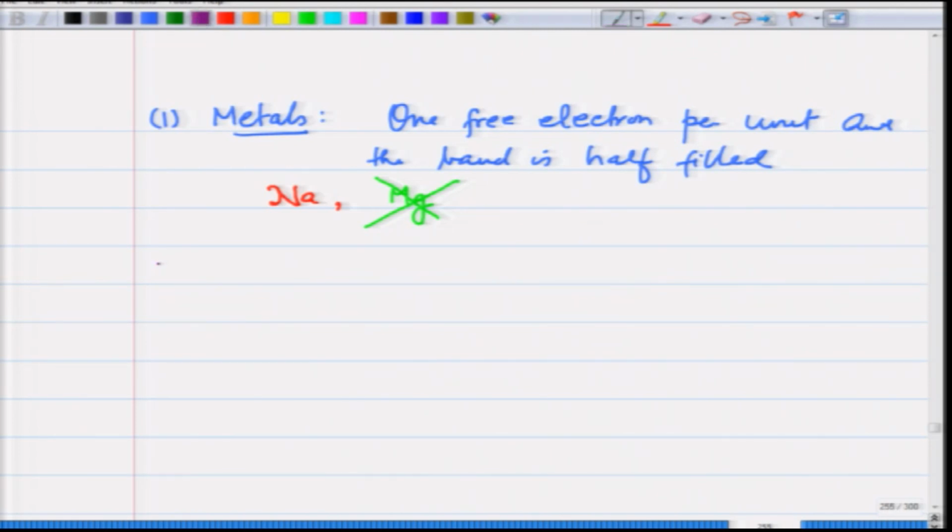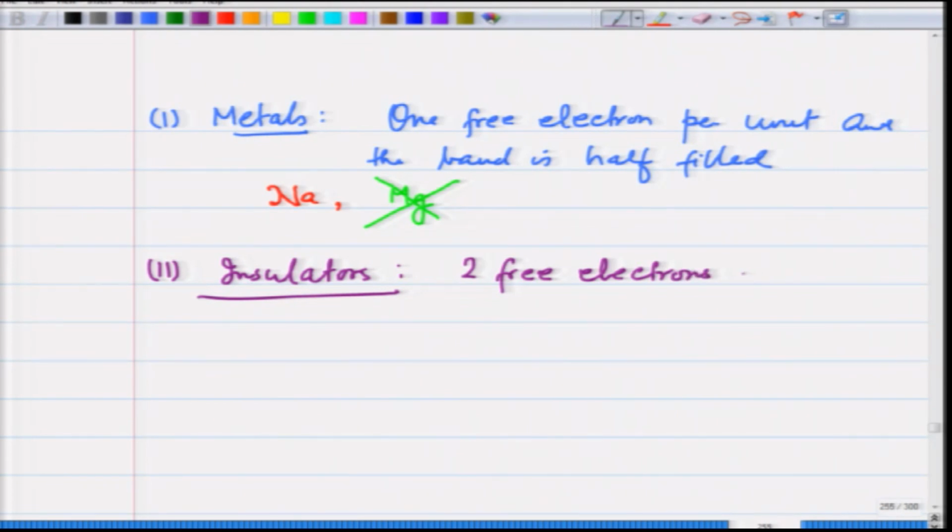And number 2, this is a general observation, insulators, 2 free electrons per unit, and the band fully filled.